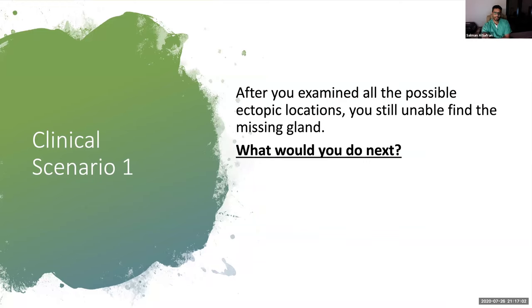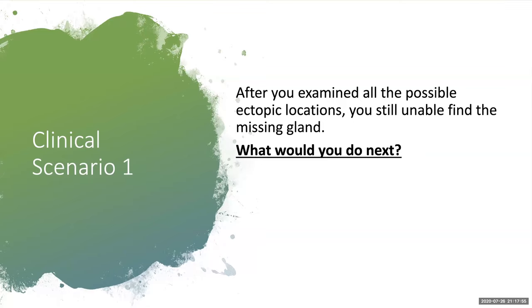So now, after you have examined all possible ectopic locations, you're still unable to find the missing gland. What would you do next? I will conclude the procedure, and then... Anything else you would do? Oh, sorry. Yes, there is another option. You can do intraoperative venous sampling through the jugular vein to check the PTH level, to check for laterality. Yes, for laterality.